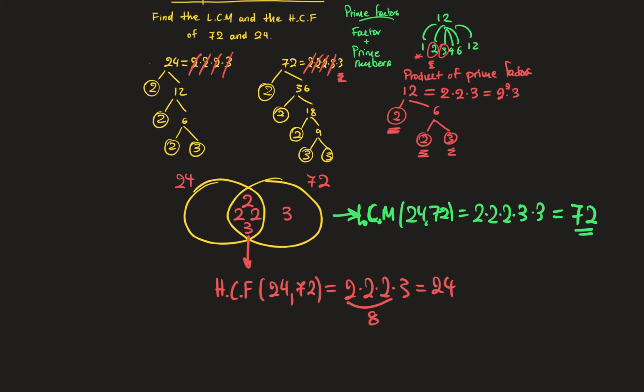So you should always pick two numbers and just go through the same process and try to check your work, perhaps with a calculator or any other method.